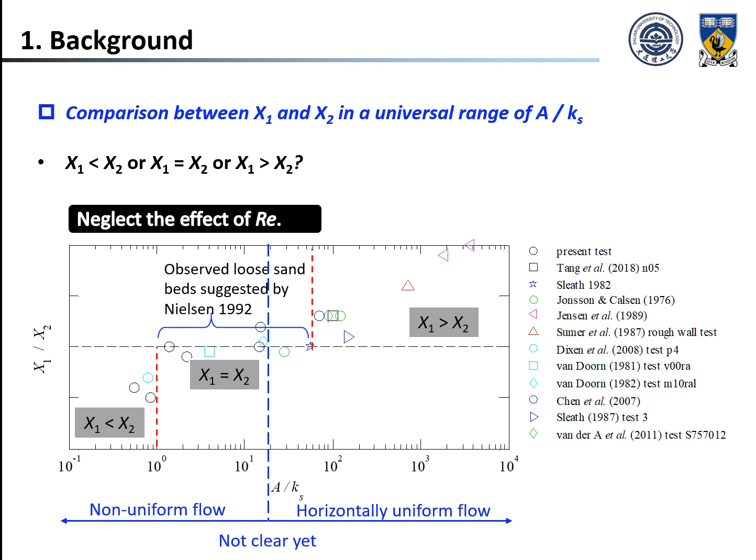Based on this datasets, we would like to make sure the demarcations for x1 equal to x2. Here we generally compare the quantity of x1 and x2 and plot the correlation as a function of AonKS. The effect of Reynolds number is neglected. The correlation is clear. The line separating the horizontally uniform and non-uniform flow conditions is not quite clear. The figure indicates this value might be 20, but the evidence is weak.